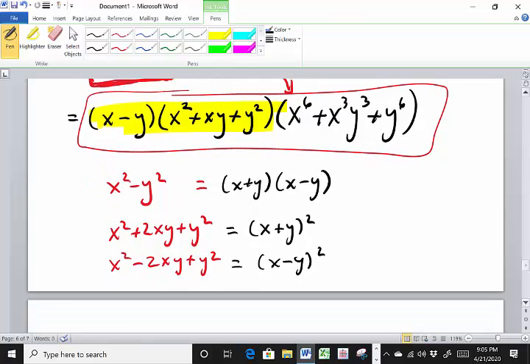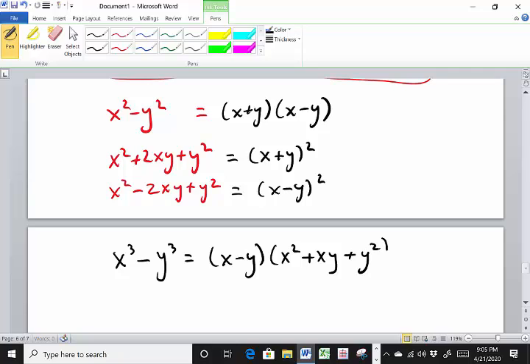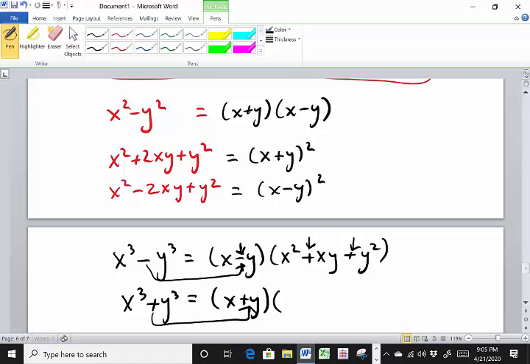And then, of course, we just did the difference of two cubes, which is x minus y times x squared plus xy plus y squared. So remember, when this is minus, these will all be pluses. And then x cubed plus y cubed, so the sum of two cubes, is x plus y. So again, this minus matches with this one, this plus matches with this. So now we know there's going to be an alternating sign, so x squared minus xy plus y squared.